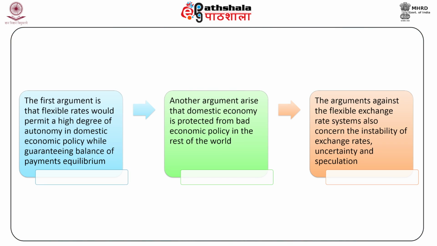Second, another argument arises that the domestic economy is protected from bad economic policy in the rest of the world. For instance, in a fixed exchange rate system, France, a major trading partner of Germany, permits excess growth in its money supply. This in turn causes a French balance of trade deficit with Germany. Thus, Germany is affected by France's profligacy, other things being constant. Its corresponding trade surplus will lead to an increase in the German money supply and set off the adjustment procedure.